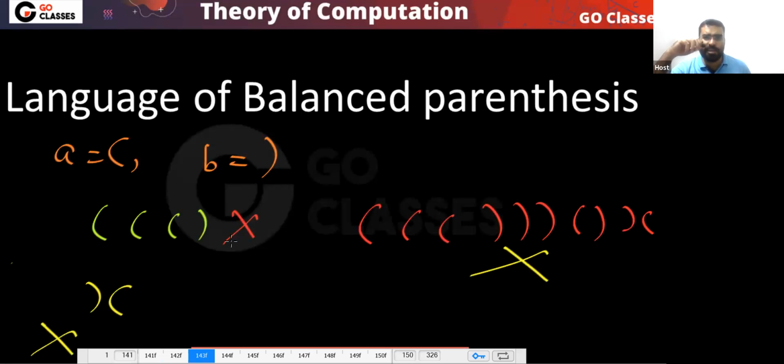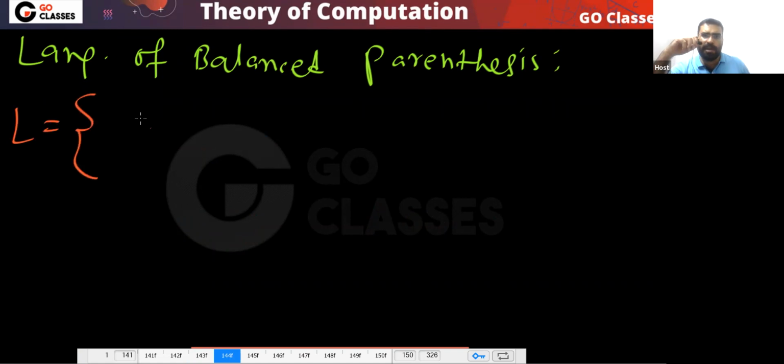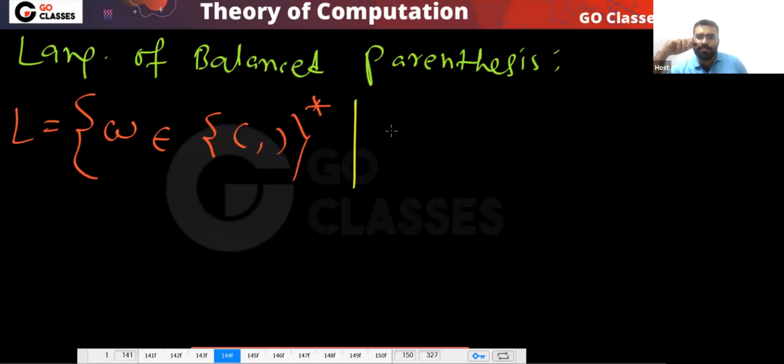So how will you write the statement for this language, the language of balanced parenthesis, in set builder notation? I can say w belongs to the alphabet, where the alphabet is open parenthesis, close parenthesis. Yes or no? Agree? What should I write? Can I say the number of open parentheses is equal to the number of close parentheses? Is this enough?